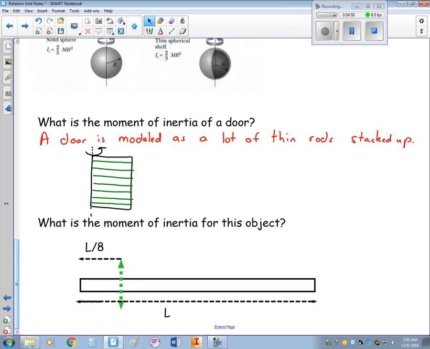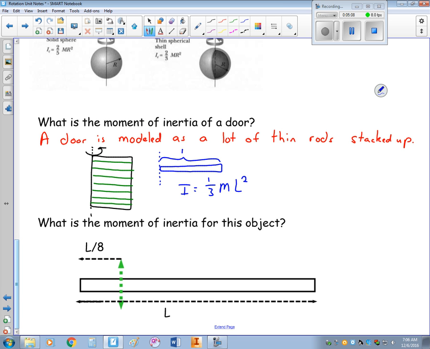The moment of inertia for a thin rod that's being rotated about its end is 1/12, I'm sorry, 1/3 mass times length squared. So the truth is, this is the same as the door. It's just that we have a bunch of masses added together. So it's the total mass of the door and the length of the door.